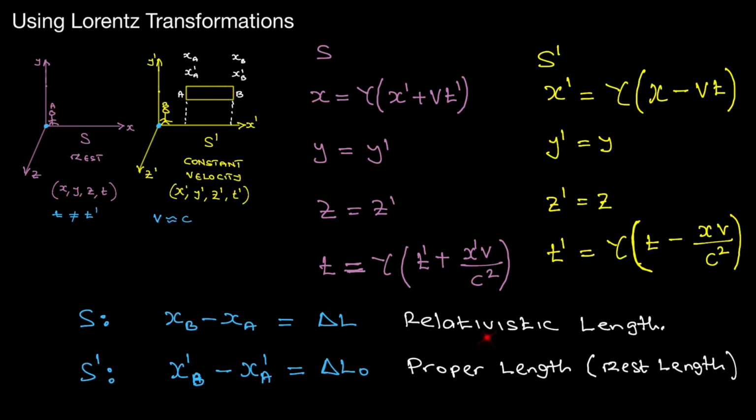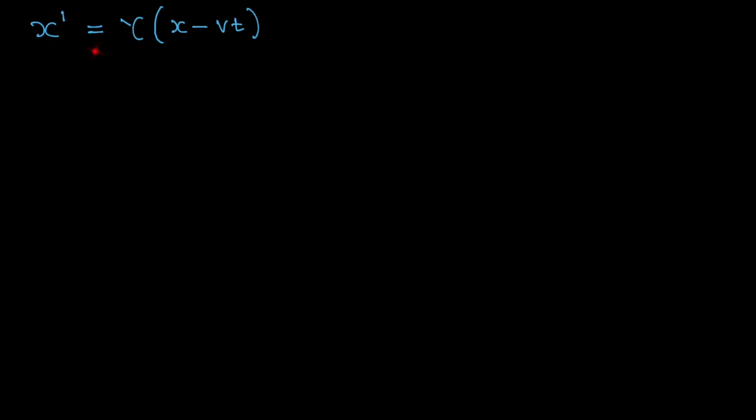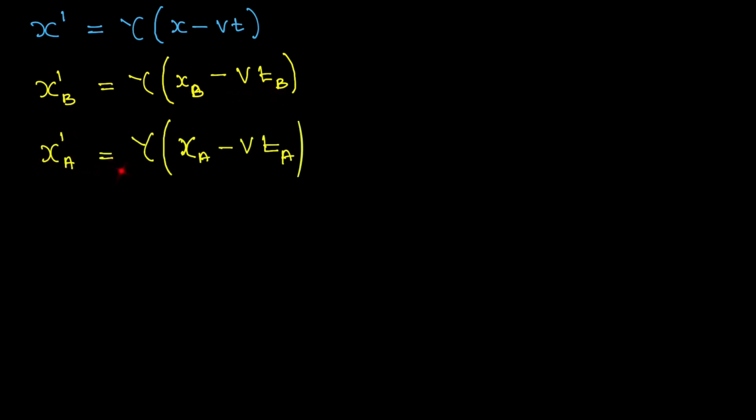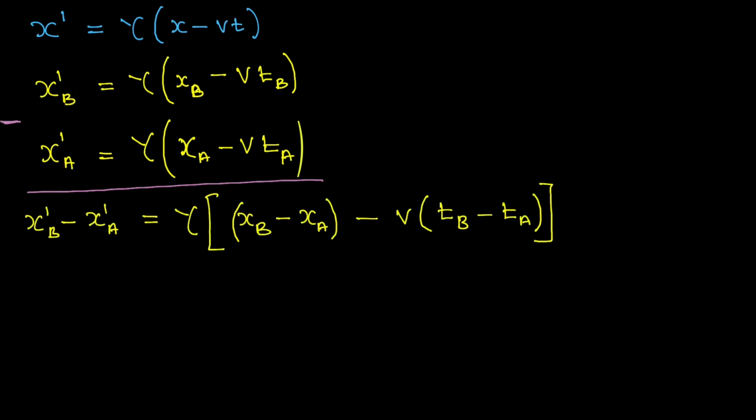But the length seen by observer A will be the relativistic length. Using the Lorentz transformation, x prime equals gamma, open bracket, x minus vt, close bracket. xb prime equals gamma, open bracket, xb minus vtb, close bracket. xa prime equals gamma, open bracket, xa minus vta, close bracket. If we subtract xa prime from xb prime, we get xb prime minus xa prime equals gamma, open square bracket, xb minus xa minus v, common factor here is v, open bracket, tb minus ta, close bracket, close square bracket.